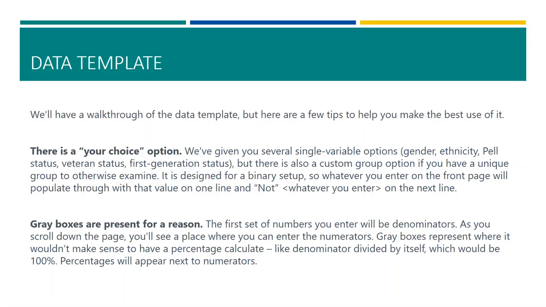We have humans who are reviewing this, so we want to make sure that it's clear, that when we read, we know exactly what we're looking at. The gray boxes are present for a reason. You'll see there's some dark gray boxes up by the denominators. It's because that's where percentages would go, and denominator divided by itself will always be 100%. So that's why it's saying don't expect to see anything here. You enter in the green, and you will see percentages come up in the white boxes next to your numerators. So at this point, just give us one moment and we will flip to the data template. I'll give you a little bit of a walkthrough so you can see more in detail of what this looks like.